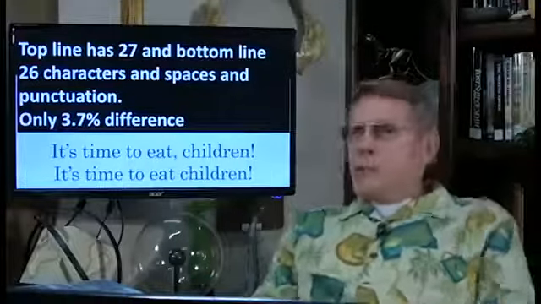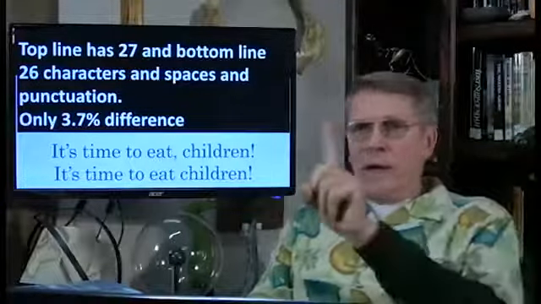You think maybe those have different meanings? With one comma missing? One comma. It's time to eat, children. Oh, really? Do they taste good?